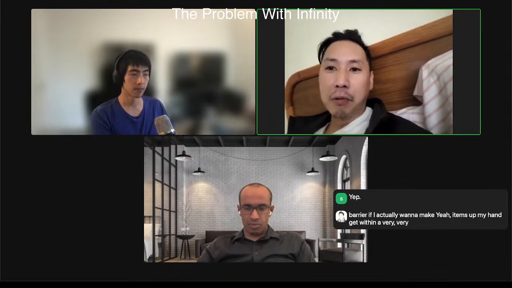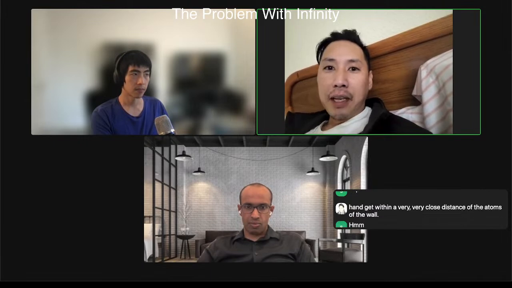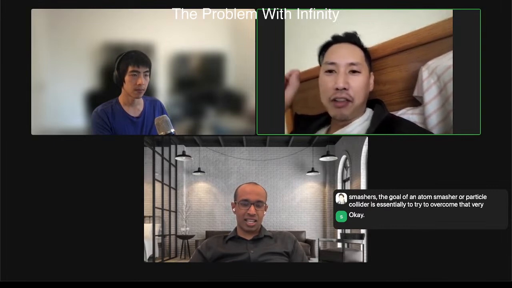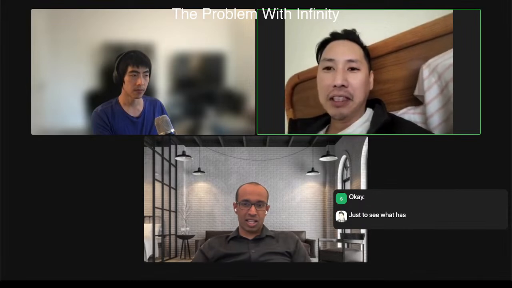If I actually want to make the atoms of my hand get within a very, very close distance of the atoms of the wall, and so this is why we make atom smashers. The goal of an atom smasher or particle collider is essentially to try to overcome that barrier, to get two things as close to each other as possible, just to see what happens when they get very close.